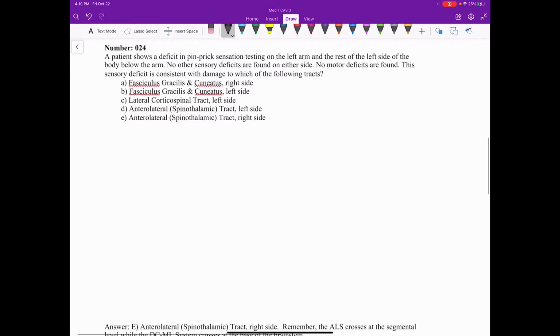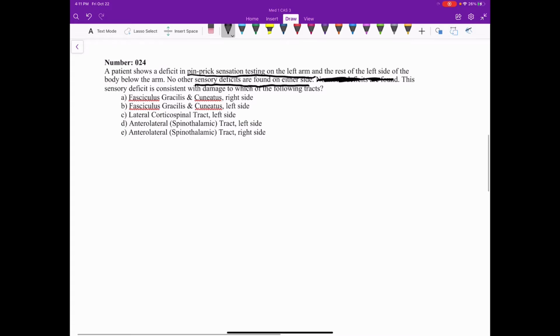Now, one more. A patient shows a deficit in pinprick sensation. Okay, we just covered that. Pinprick sensation. Testing on the left arm and the rest of the left side of the body below the arm. No other sensory deficits are found on either side. Okay, so there's nothing wrong on either side of the body. After this pinprick location, no motor deficits are found, so we can cross this out. We know there's no motor deficits. The sensory deficit is consistent with damage to which of the following tracts? Let's go through the answers real quick, or the choices real quick.